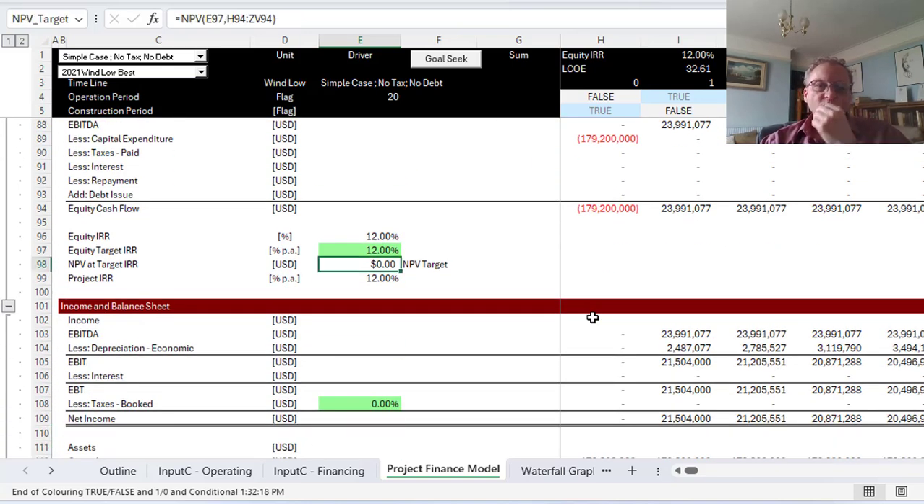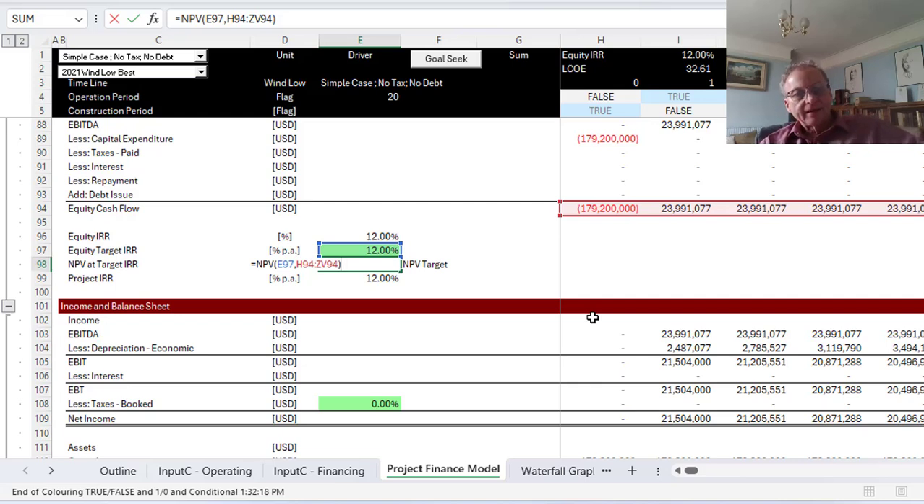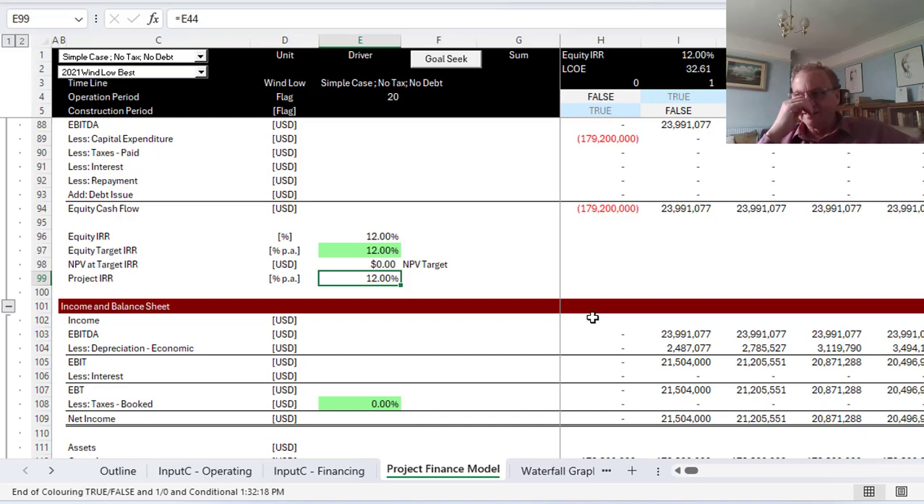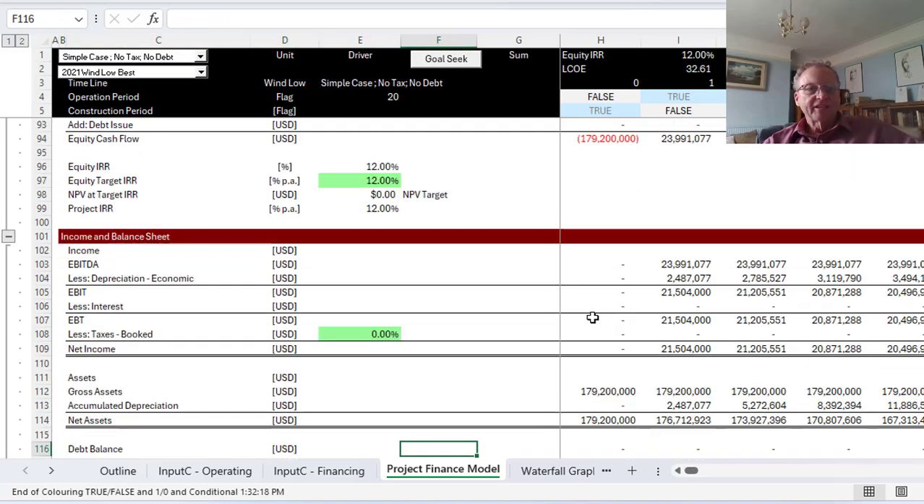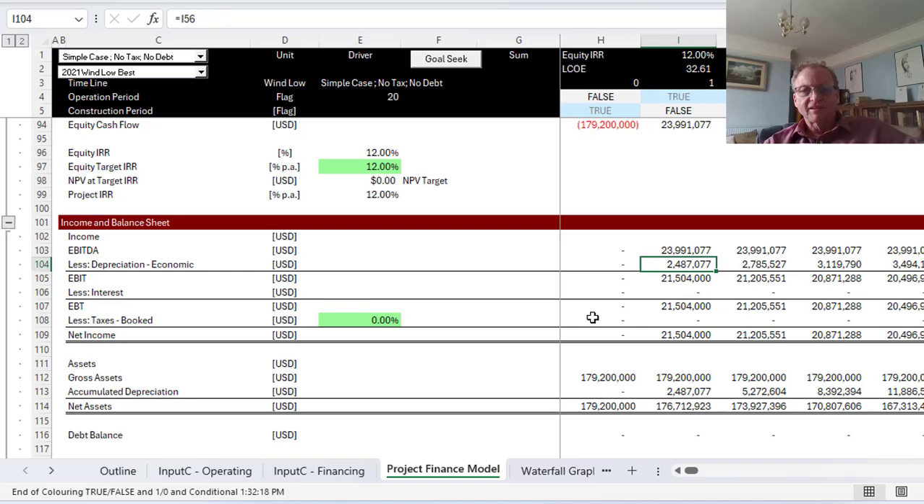And we should all recognize that if you take the net present value at the target IRR, if the IRR is the same as the target IRR, that NPV is zero. That's kind of the old, horrible, disgusting definition of an IRR. We can put our profit and loss statement together.